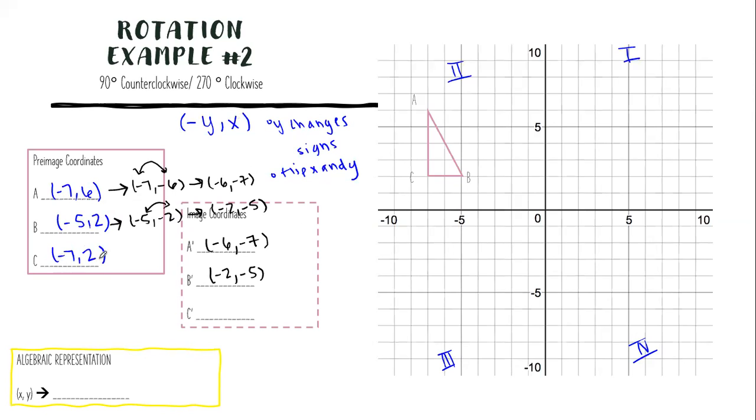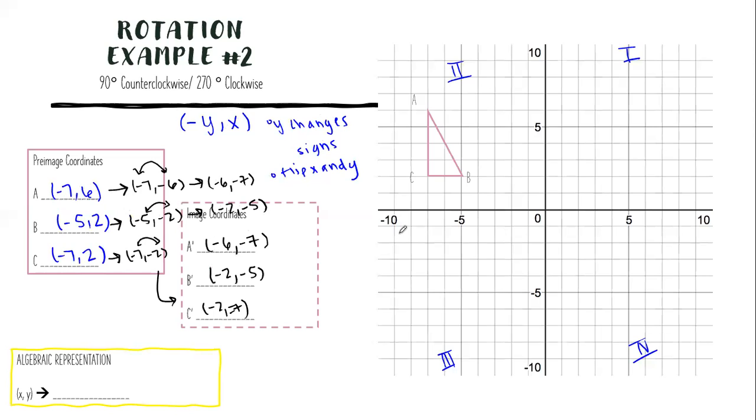And then C, negative 2, negative 7. So change the sign of y, positive 2 will become negative 2, and then flip them, and that will become negative 2, negative 7. Okay. And then we're gonna graph it. So go ahead and plot those points.